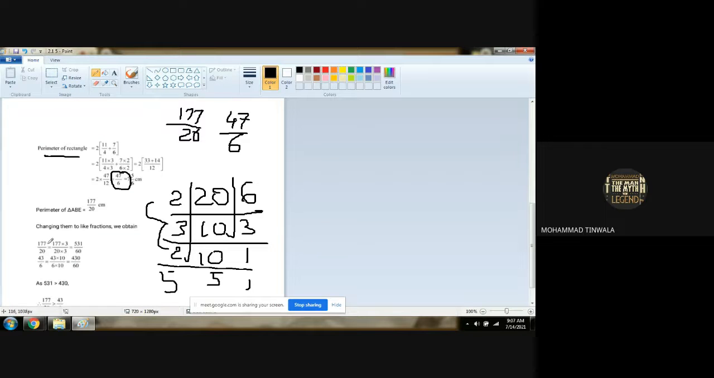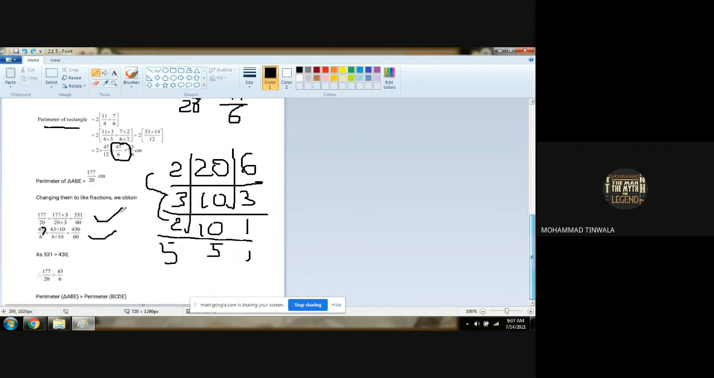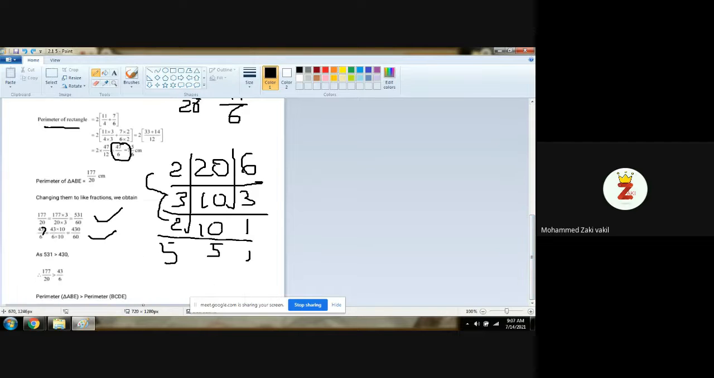So 177 upon 20 and 47 upon 6 have to reach up to 60. So both have to be multiplied like this. So you got like fractions 531 upon 60 and 430 upon 60. Boys, are you getting the content I'm trying to teach? Yes. So now, which one is greater? 531 upon 60 or 430 upon 60?